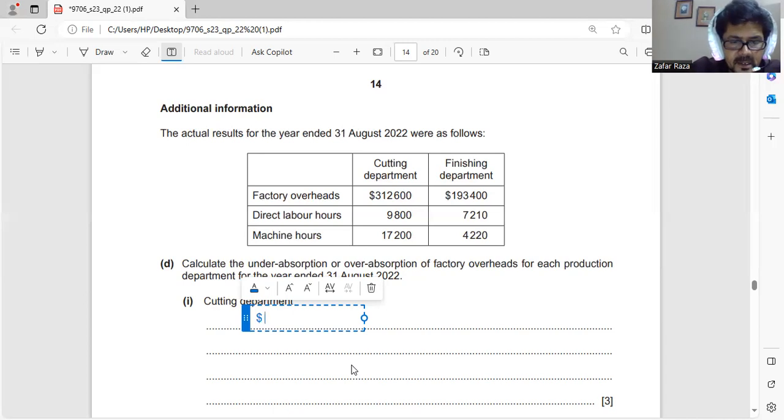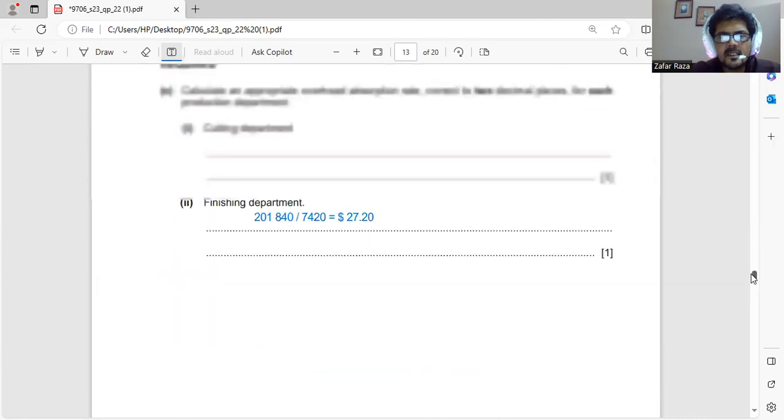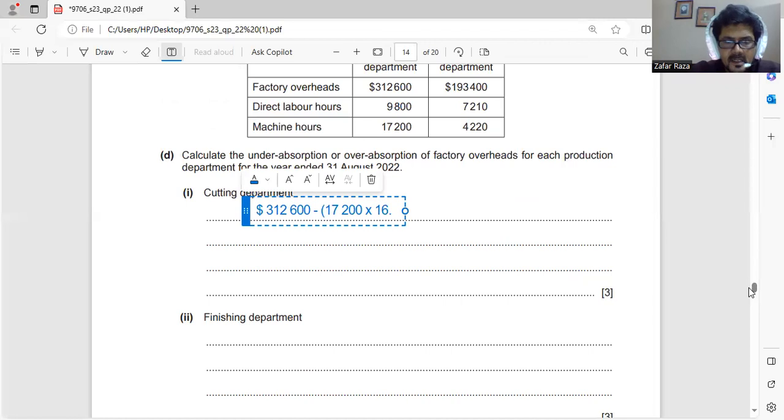Okay, cutting department, $312,600 minus this is actual for factory overhead, minus the absorbed overhead. Absorbed overhead is 17,200. I think I should keep it in bracket. 17,200 multiply by 16 point, how much was that we calculated? 16.34.